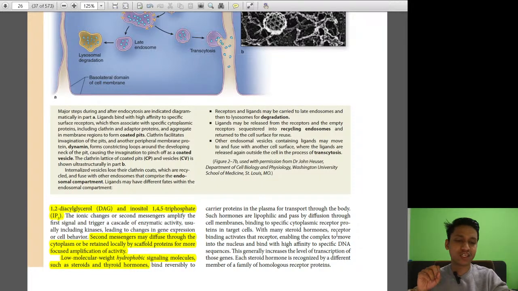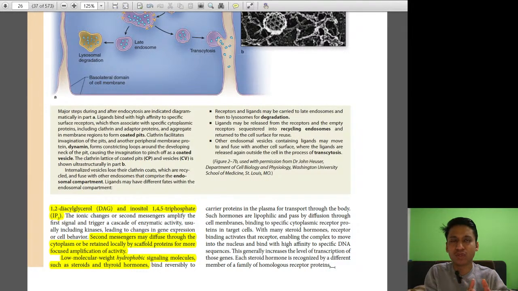With many steroid hormones, receptor binding activates that receptor, enabling the complex to move into the nucleus and bind with high affinity to specific DNA sequences. So these steroid hormones activate the receptors, enabling a complex to move into the nucleus. What does this complex do in the nucleus? It binds to specific DNA sequences. This generally increases the level of transcription of those genes. Each steroid hormone is recognized by a very different member of a family of homologous receptor proteins.